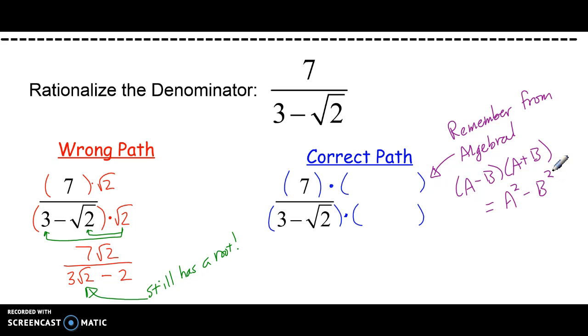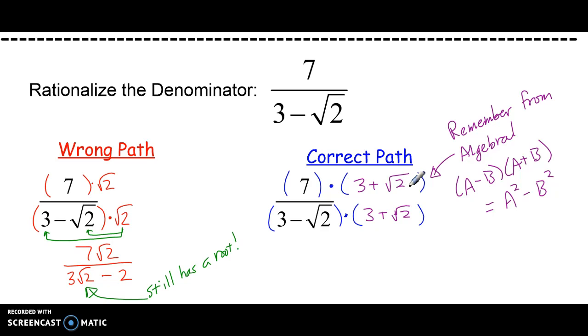And here's what's important. If this is a and this is b, and I could just square a and just square b, I wouldn't end up with that mixed root thing that we had a second ago. So what I want to do here is I want to create that pattern. If this is a minus b, then what I need is a plus b.